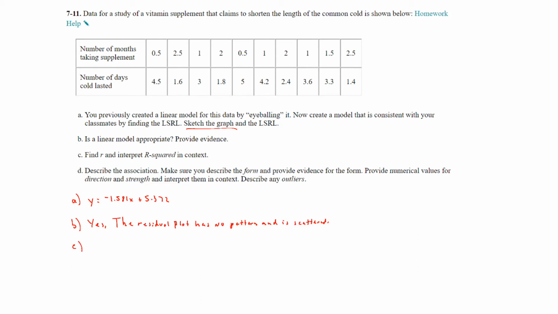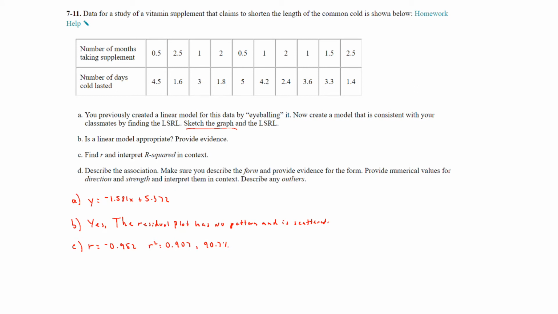All right. Part C, find R and interpret R squared in context. So once again, when you calculated the LSRL, make sure your diagnostics is on, and you would find R, which is your correlation coefficient, is equal to negative 0.952, and then R squared is equal to 0.907, or what we're more concerned about is the percent, so we'll change that to 90.7%.